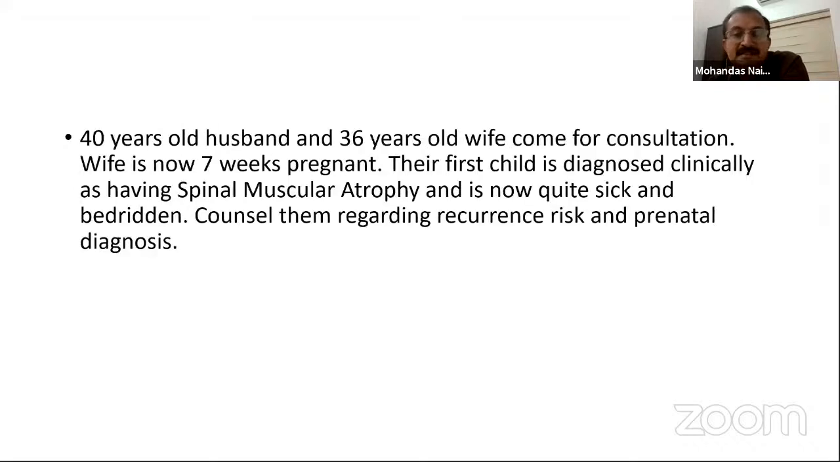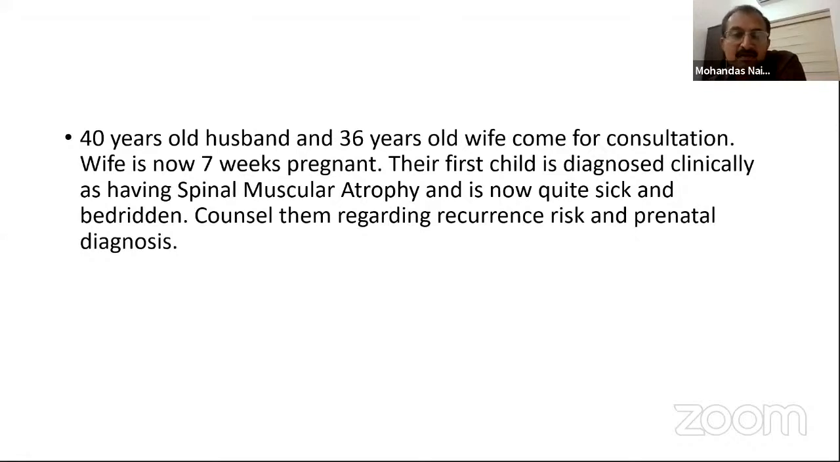And some of the counseling sessions you may get, but now because it is online, you cannot expect that, but you may have to write the steps, what all things you will tell the parents. So here it is spinal muscular atrophy. The first child is diagnosed clinically as having spinal muscular atrophy and is now quite sick and bedridden. Counsel them regarding recurrence risk and prenatal diagnosis.